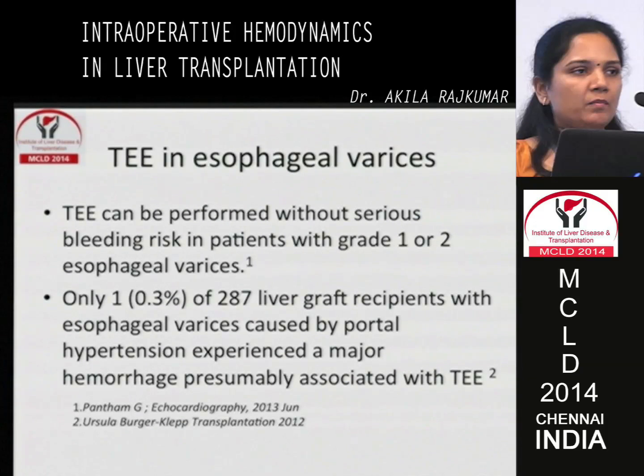A concern with the use of transesophageal echo in these patients is the presence of esophageal varices. There's a big group which studied the problems associated with TEE, and they have concluded that it can be performed without serious bleeding risk in patients with grade 1 or grade 2 esophageal varices. And the group, Klepp et al., they found only 0.3% incidence of bleeding complications in patients with significant esophageal varices.